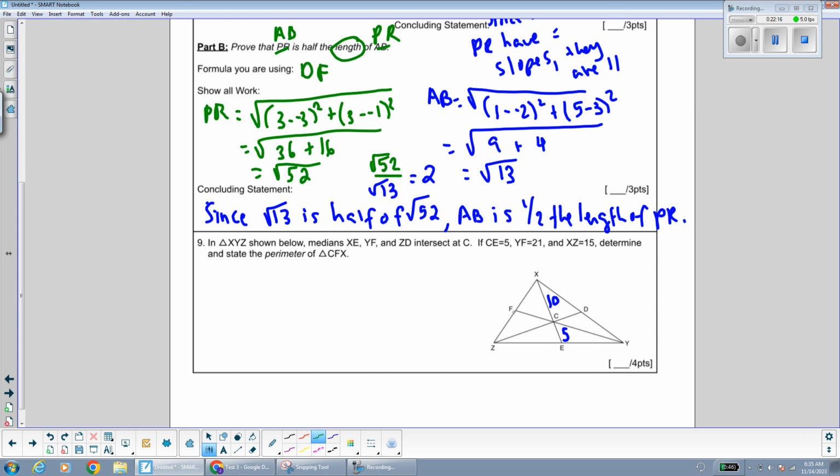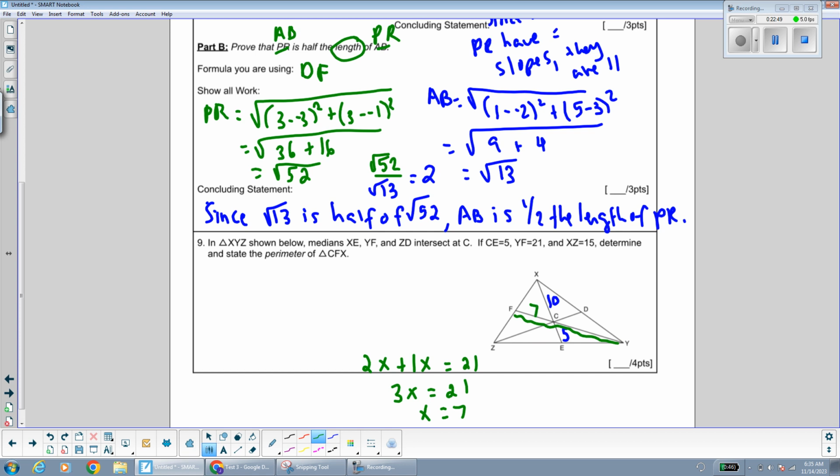YF, that's this whole median here, is 21. So there's the 2 part and the 1 part of that median. And together, it makes 21. So the shorter part is 7. And the longer part, if you double it, would be 14. So that's 7 right here.